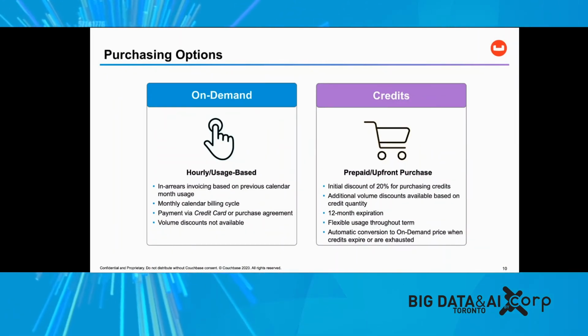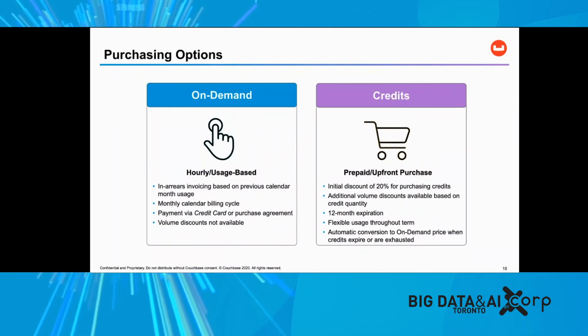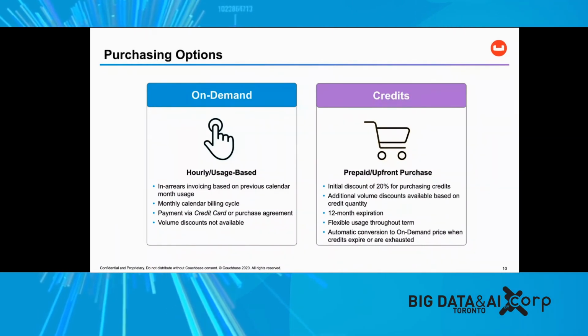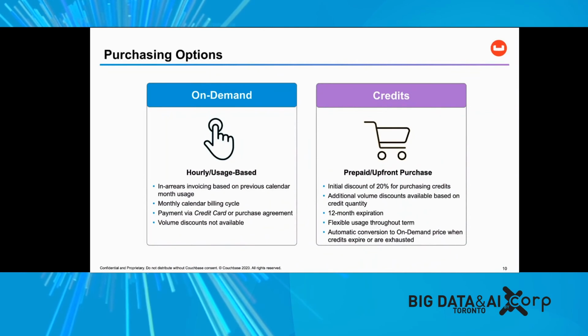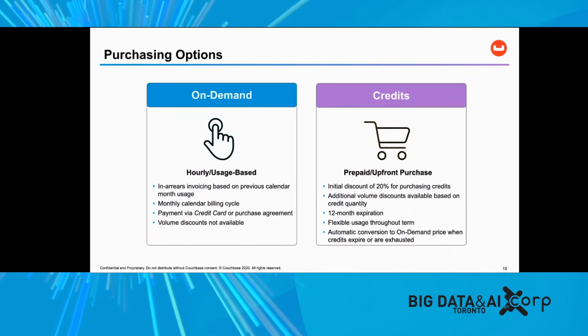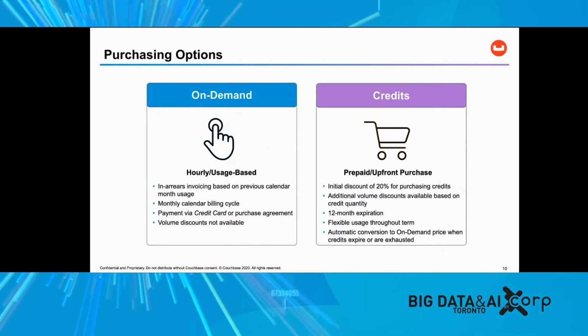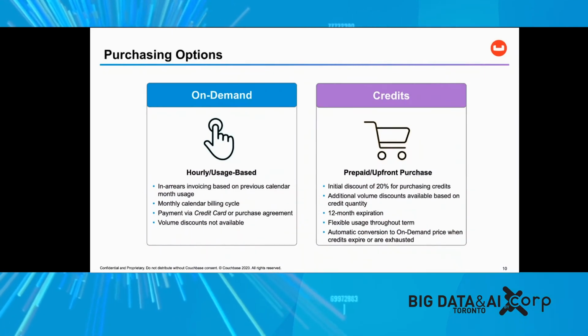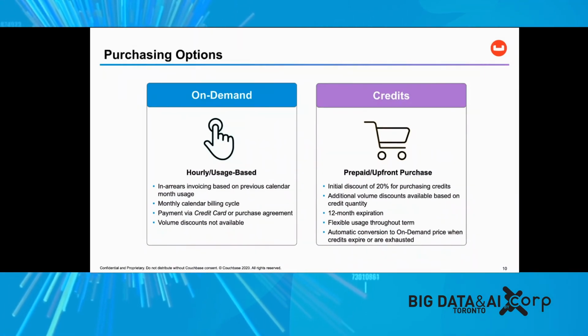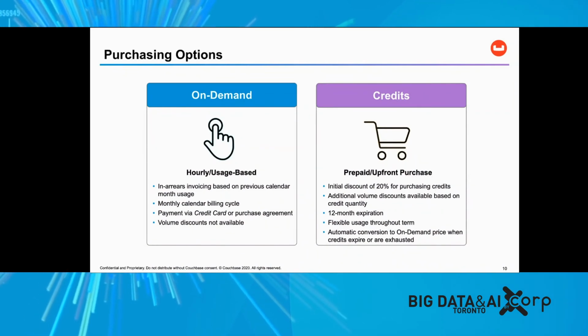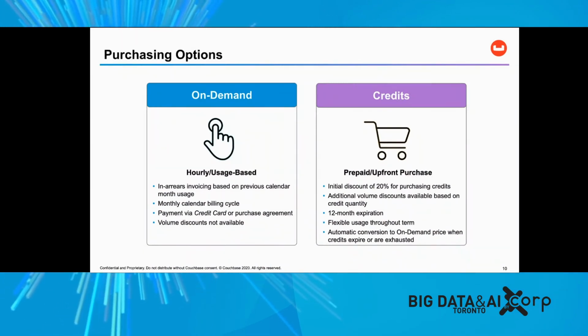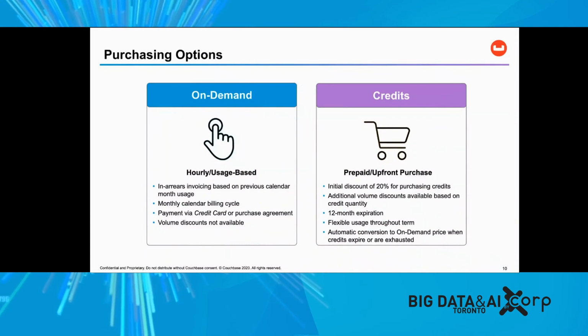Which means, unlike other competitors where, for example, if you bought 12,000 credits, you have to use 1,000 credits per month, or you lose it. With us, no. You buy 12,000 credits, you can use them however you want throughout the 12 months. 6,000 credits the first month, nothing the second month, then 500 credits the third month. That's totally fine. We have no problem with that.